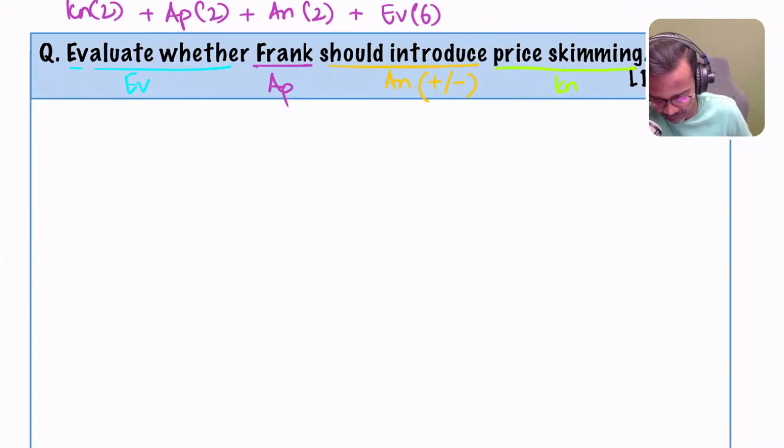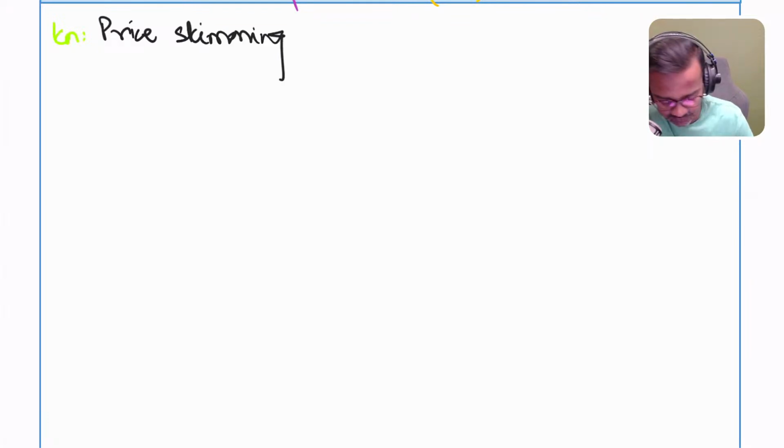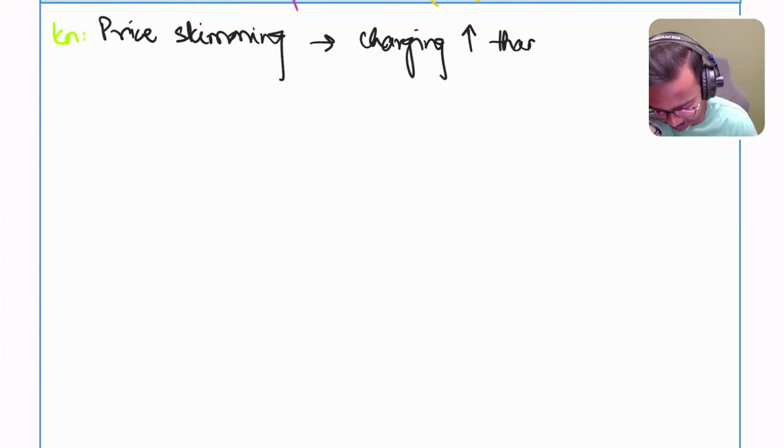So I'll start with the first one, which is obviously about price skimming. I can start with its definition, right? So what is price skimming? Explain that here. Let me just have a sip of water. Yeah, so this is charging higher than competitors.